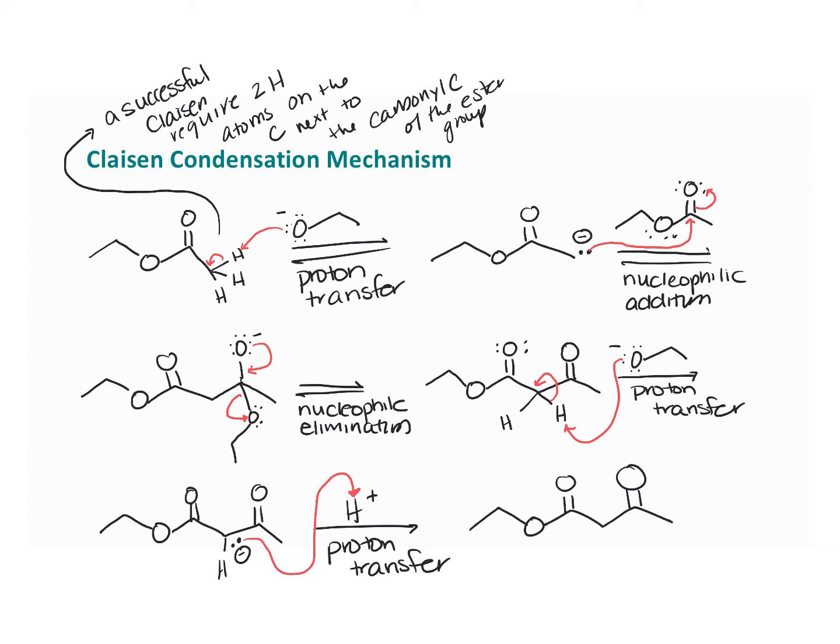This second proton transfer step, well, let me back up. The second proton transfer step here is irreversible, right? And that means it's going to heavily favor the product side. And that step's irreversible because the beta-keto ester is much more acidic than the normal ester because of the resonance delocalization of the negative charge of the enolate anion that's produced.